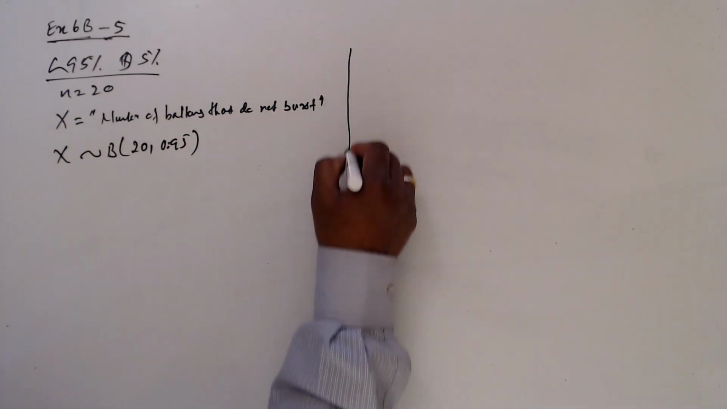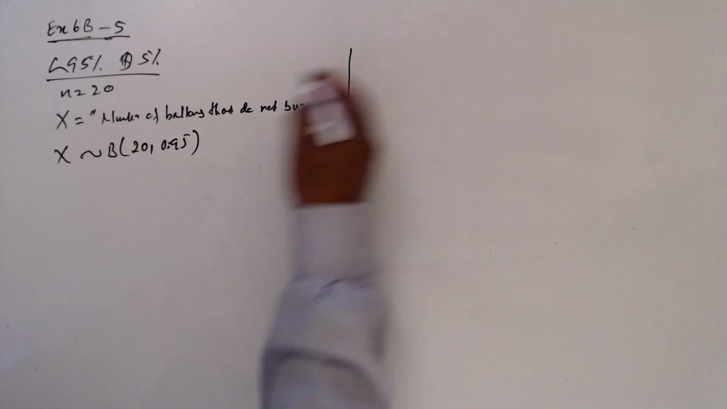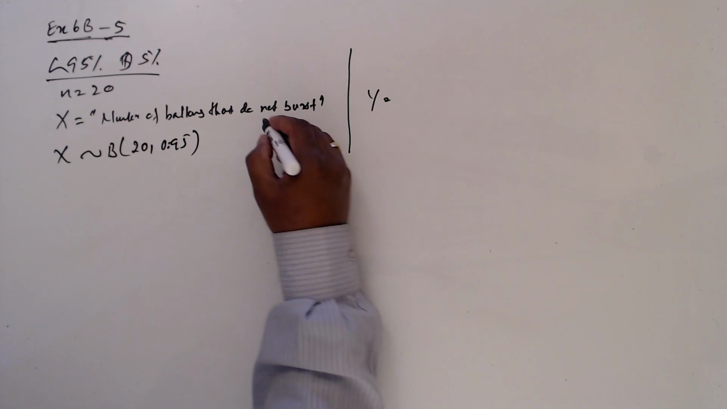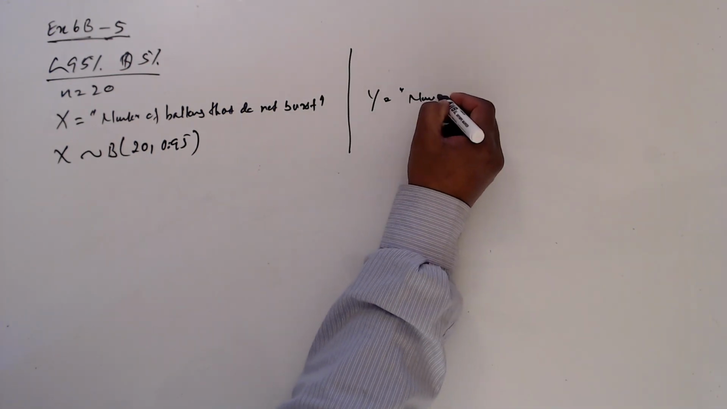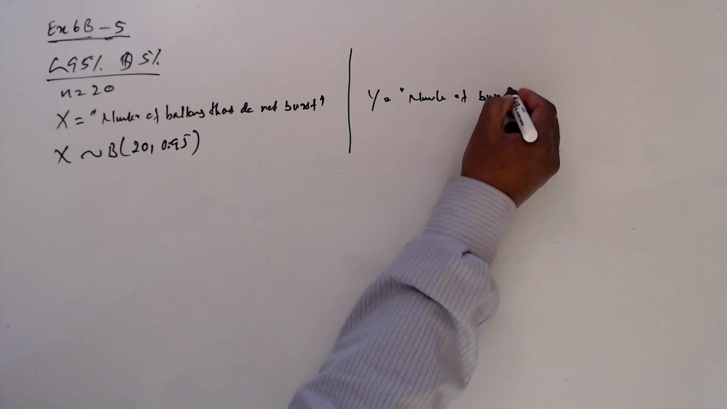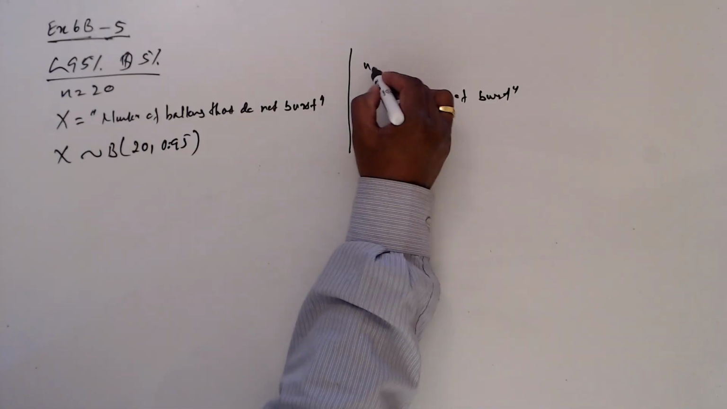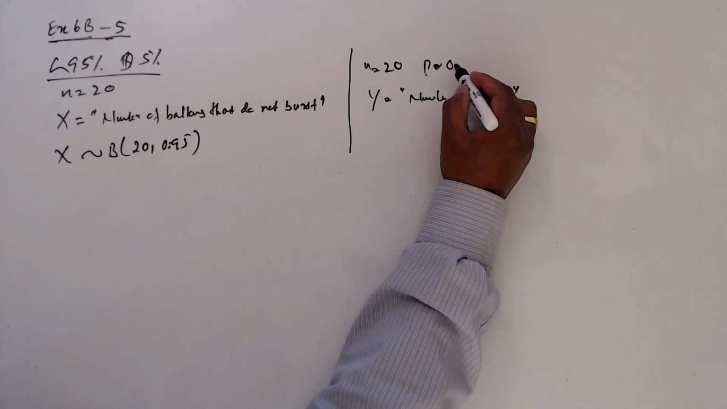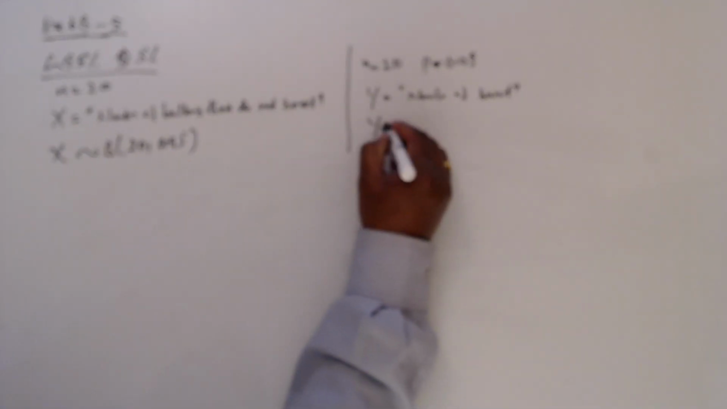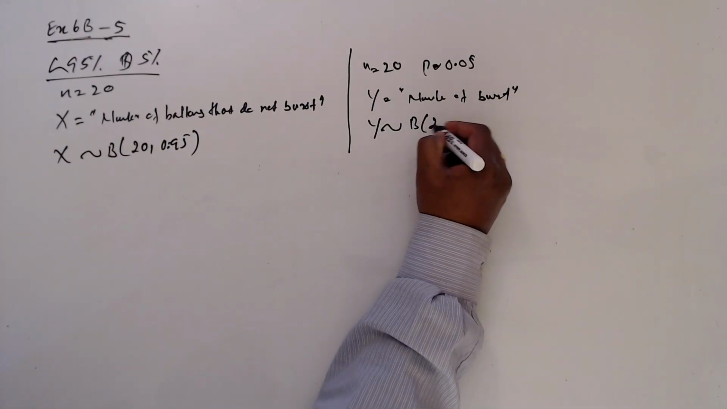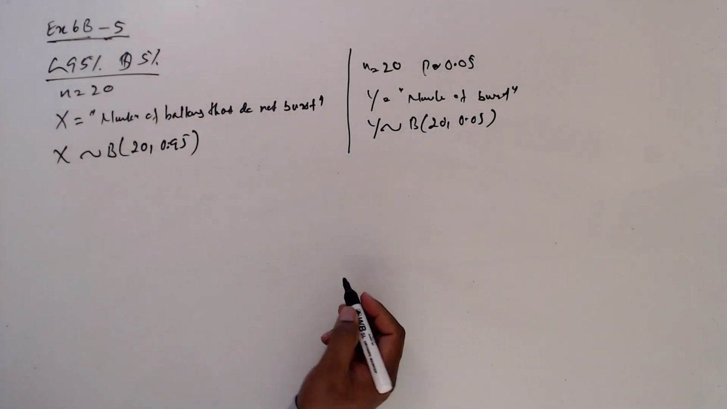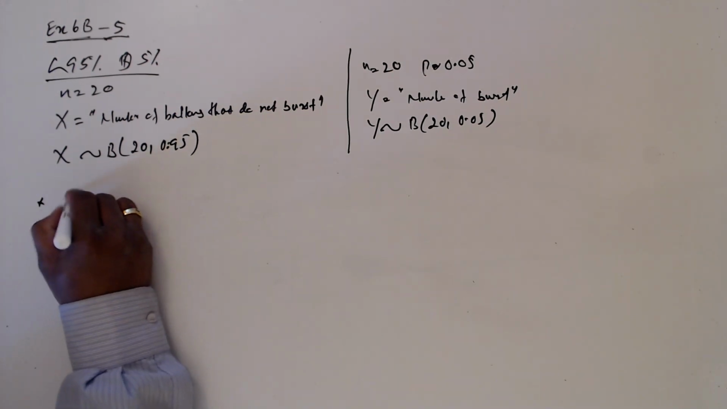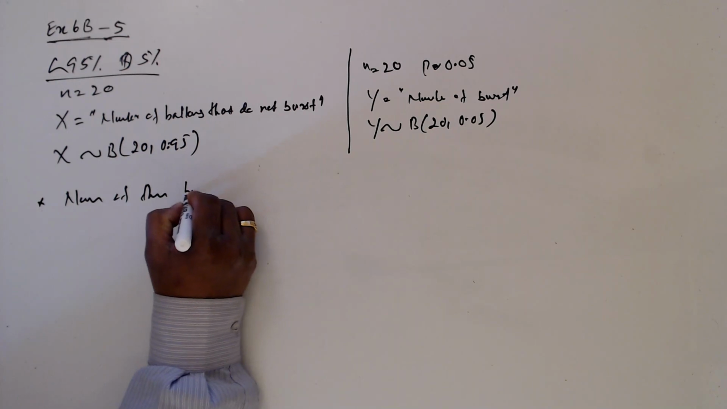We can model this one differently. Instead of the number that do not burst, we can take a Y variable as the number of bursts. Then n equals 20, and that probability is only 5%, which means 0.05. Then Y is modeled by binomial 20, 0.05. Then the first question they ask: what is the probability that none of them burst?